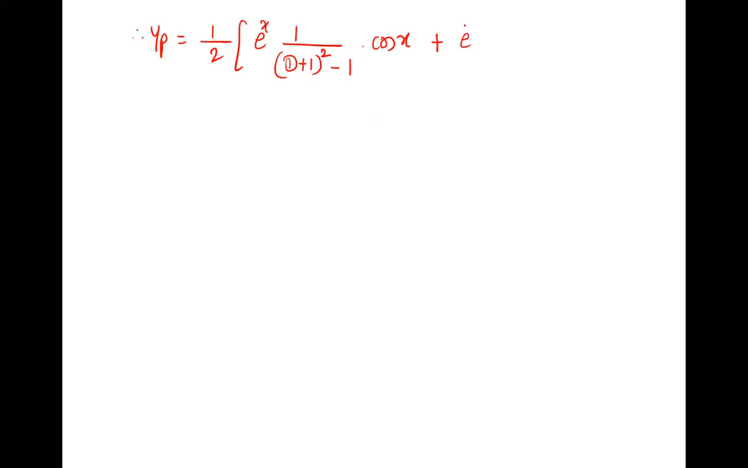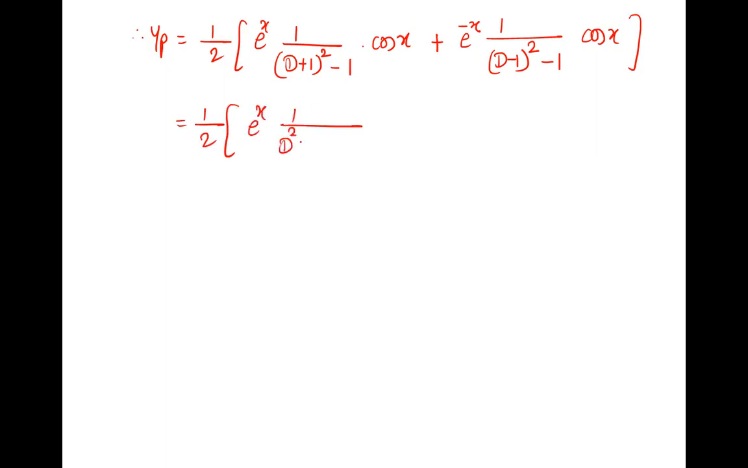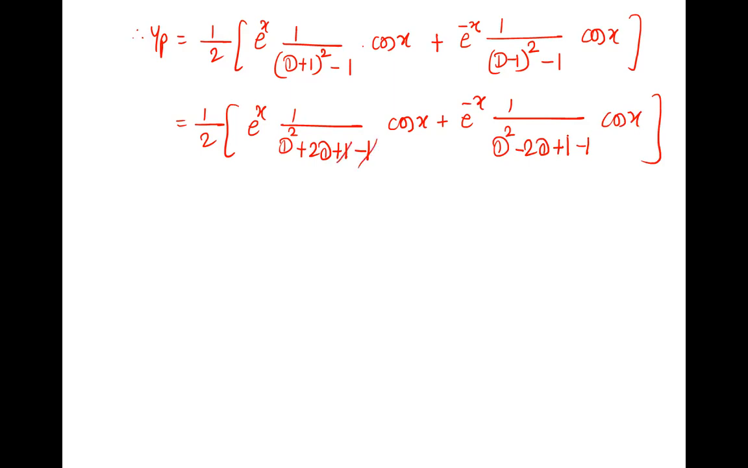Plus here e raised to minus x is out. And D is D minus 1. Very good. And minus 1 as it is on cos x. Is whatever I have written correct? So it is 1 by 2 e raised to x, 1 upon, just simplify, D square plus 2D plus 1 minus 1 cos x. Similarly, expand or write the formula: D square minus 2D plus 1 minus 1 cos x. These two get cancelled.